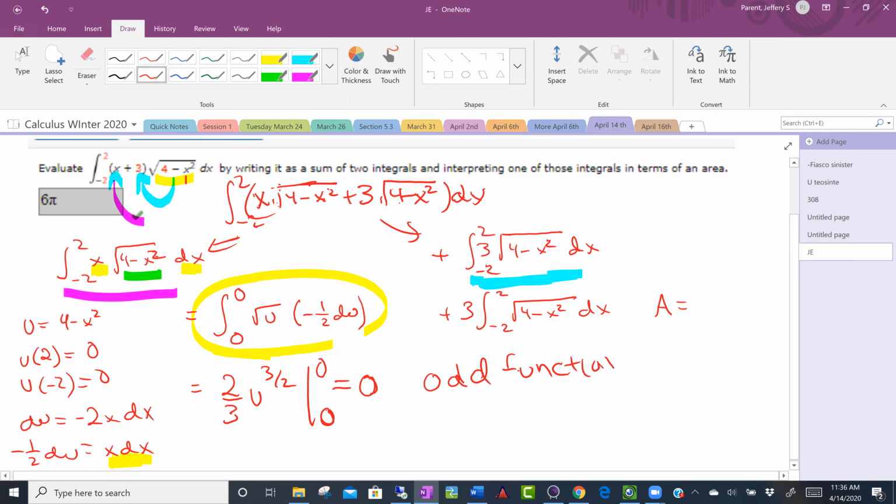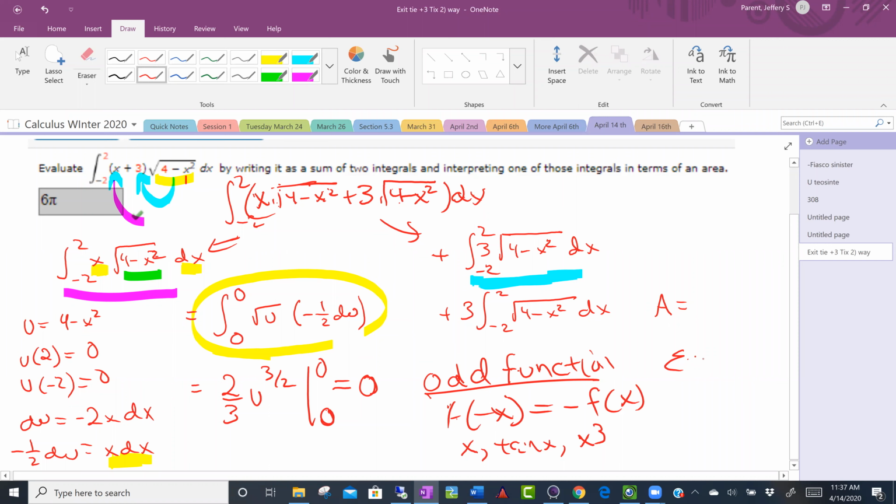if it satisfies this: if f of negative x equals negative f of x. So basically, if you plug in a negative x into your function, that negative sign can factor out. So examples of odd functions would be x, tangent, x cubed, x to the 5th, those kind of things.